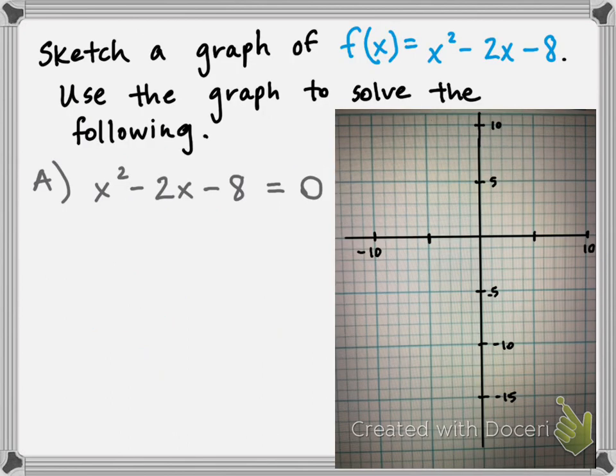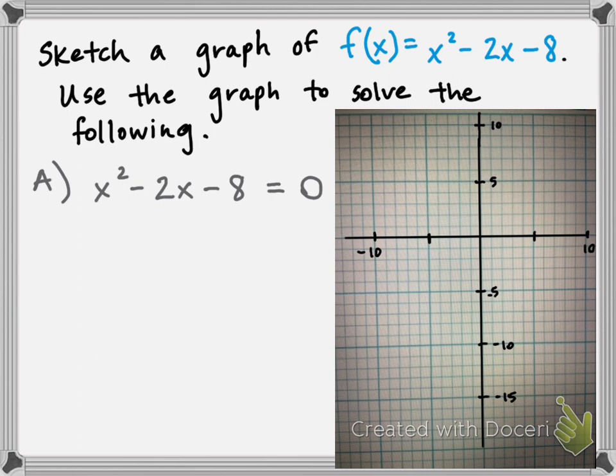On to the next example. Last one of the lesson. It's going to have 3 parts, so we're going to sketch the graph for f of x equals x squared minus 2x minus 8. And we want to use the graph to then solve this. So we're going to have to graph it.